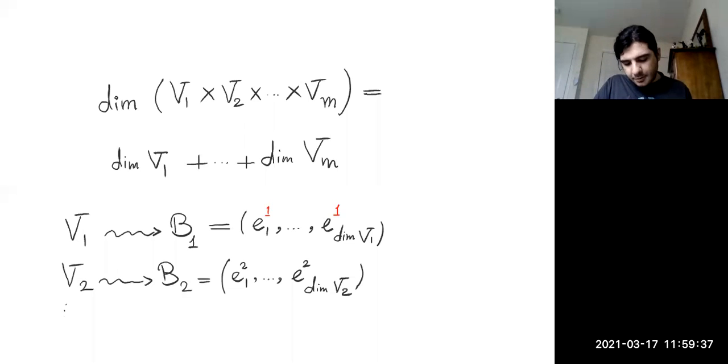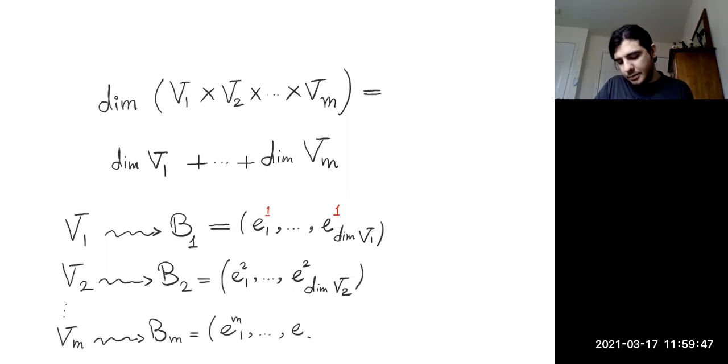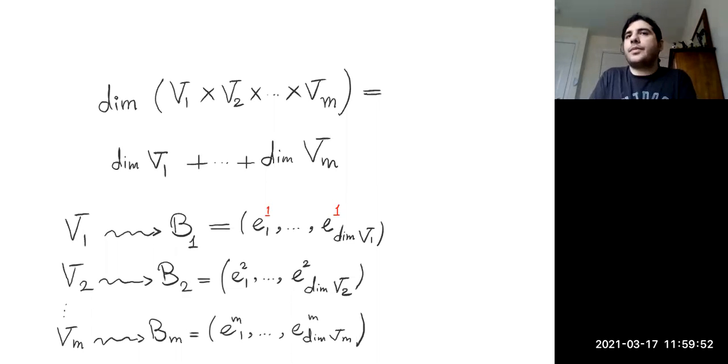And up to Vm, we have the vector space Vm. We can fix a basis for it, which I show with E1m, up to E dimension of Vm. Okay, is this notation confusing? Do you understand? The index shows, from 1 to dimension of Vi, the number of vectors in that basis. And the superscript is not a power. It just shows this is a basis for V1, V2, whichever one, right?